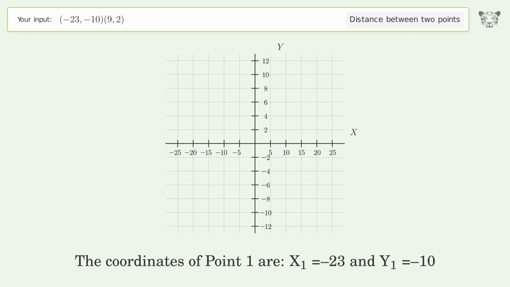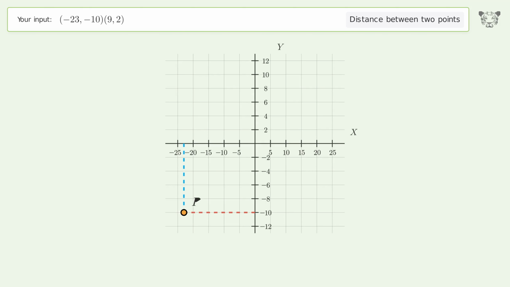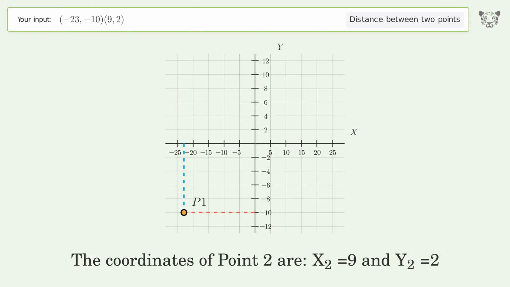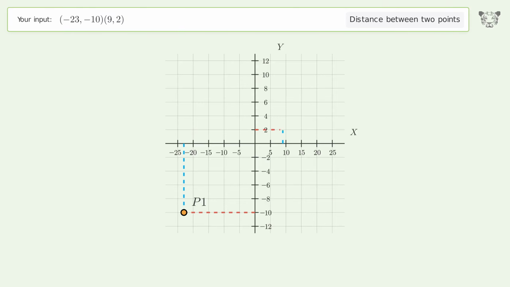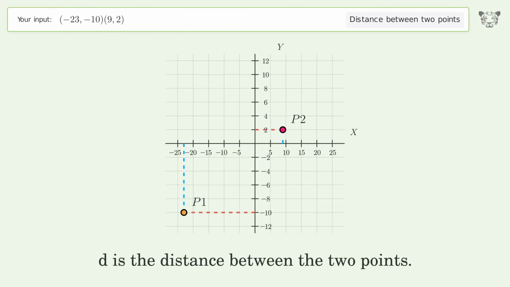The coordinates of point 1 are x1 equals -23 and y1 equals -10. The coordinates of point 2 are x2 equals 9 and y2 equals 2. D is the distance between the 2 points.